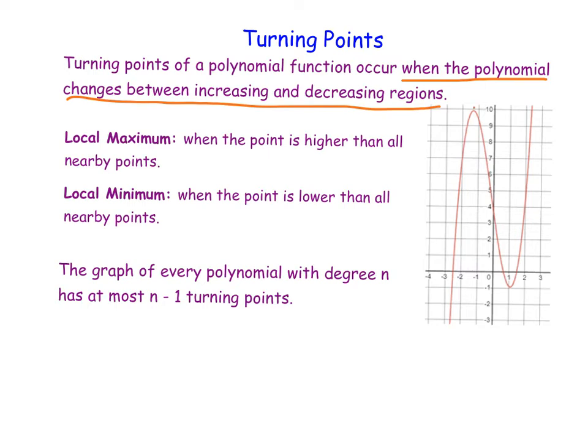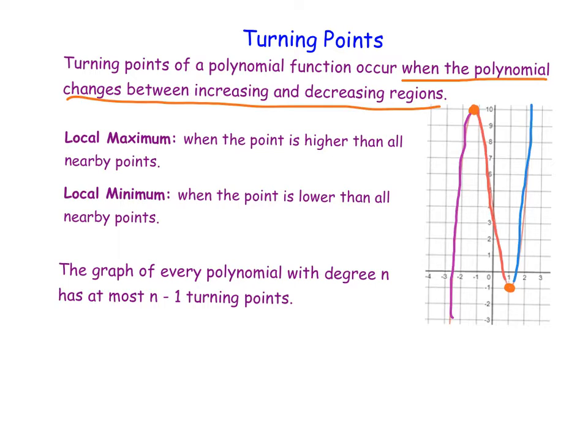If I look at this particular graph, I can estimate 2 of them. I can see one turning point right here and one turning point right here, because the graph here was increasing, and then it changed to be decreasing, and then it changed back to being increasing. So because there was that change from increasing to decreasing or decreasing to increasing, I can see that I have a turning point. Now there are 2 types of turning points that we can have.